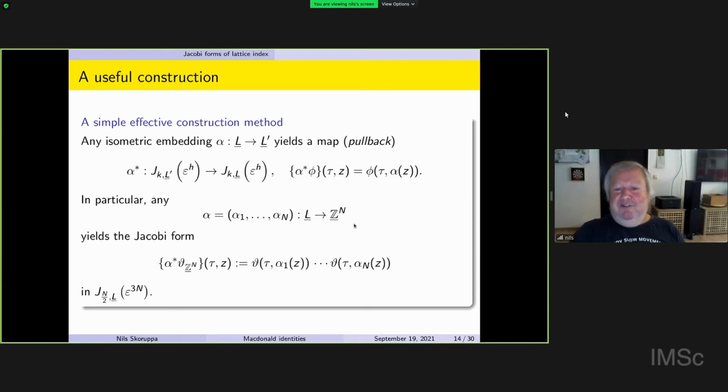So there are two questions, of course, if you believe me that this simple construction leads to a lot of interesting identities. The first question is, given a lattice L, when can we embed it into Z to the N for some N? Is it always possible? How many embeddings are there, and so on? And the other question is, by what power of the eta function can we divide it so that we still get a Jacobi form that is holomorphic at infinity?